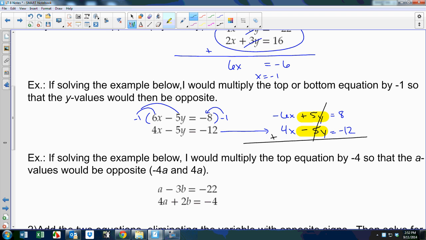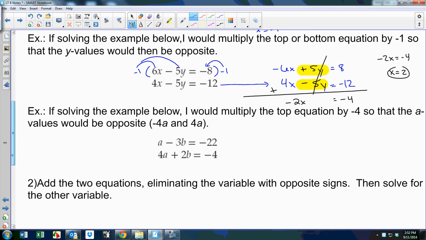So if we did add them, negative 6x plus 4x would make negative 2x, and 8 plus a negative 12 gives you negative 4. So negative 2x equals negative 4, divided by negative 2, and we'd get x equals 2. And we could finish it from there, but we won't. We're just still looking at step one, because this is ultimately the problem we're going to finish.